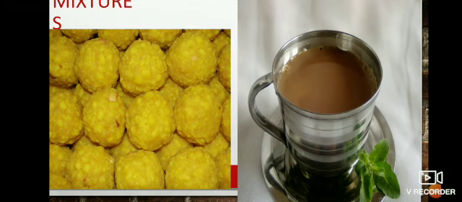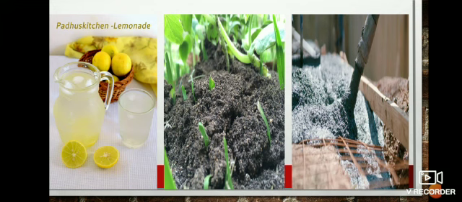Combination of more than one substance is called a mixture. Now you can observe here some examples of mixtures. Laddu is a mixture of besan flour, sugar, oil, cashew nuts, cardamom powder, kismis. And tea is a mixture of milk, sugar, tea powder, water. And lemon juice is a mixture of water, sugar and lemons.